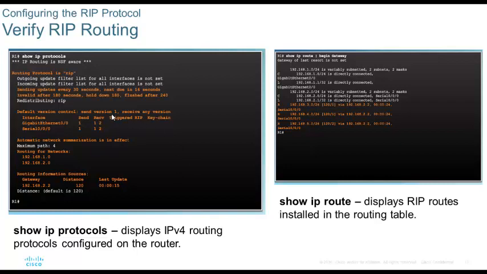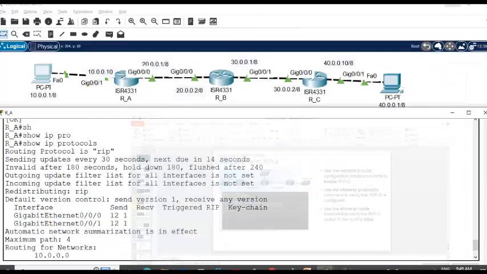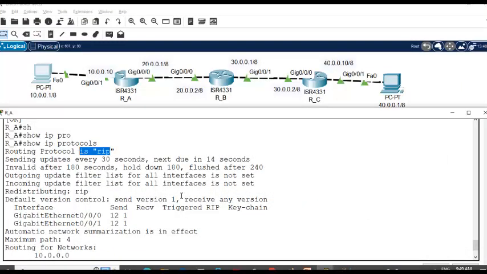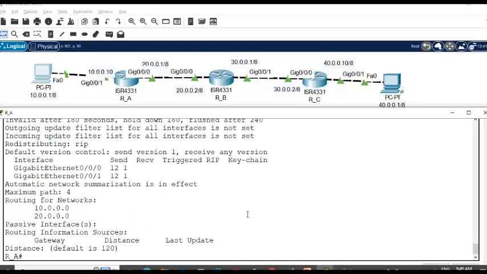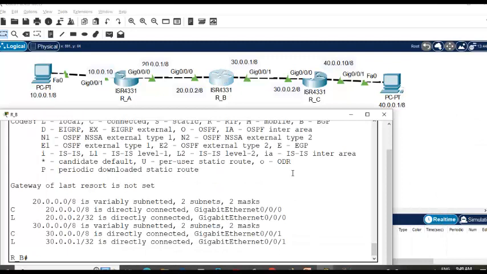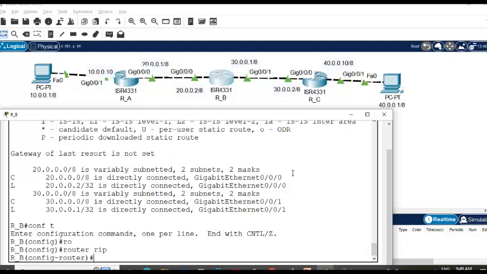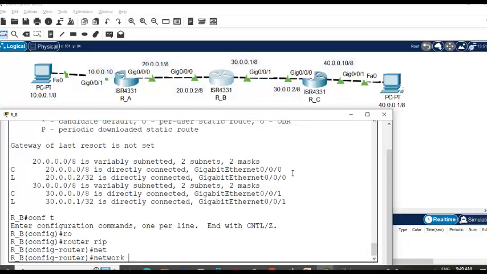Show IP route. Look at this. Now the magic. Show IP route. You see? Dynamically learned. You were not having these routes earlier. You have learned them through RIP. For remote destinations, routes are already learned. Now from this router, if you try pinging that computer 10001, it will ping. You see it's pinging.